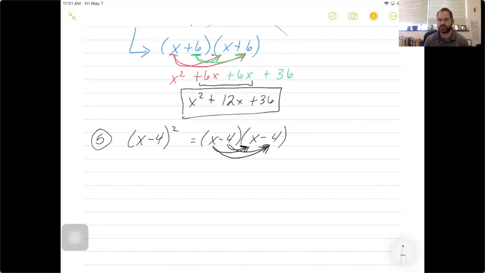I want you to try this one. Pause the video if you need to. Try this real quickly and see what you get. All right, if you need more time, keep it paused. Otherwise, this is what we should get.